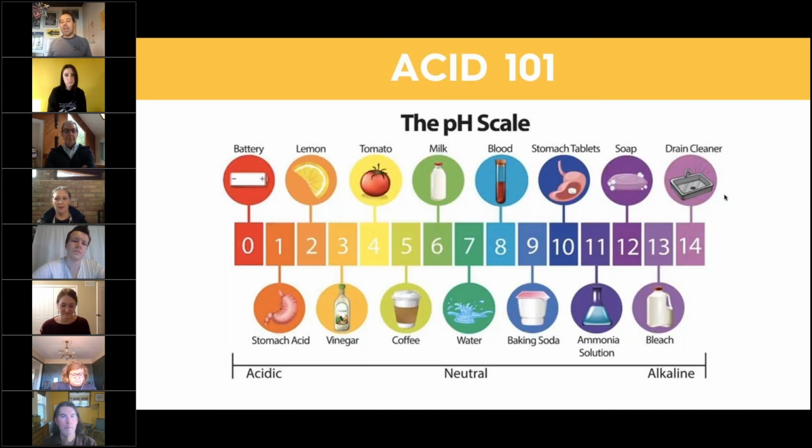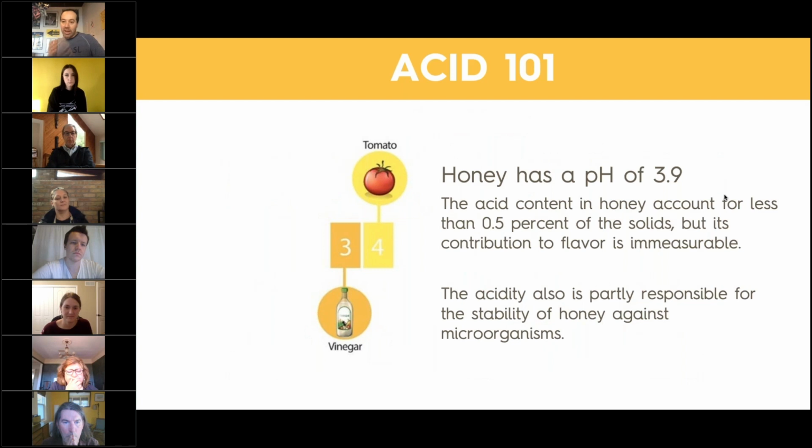If you think about honey and acids and compare it to the pH scale, the lower the number, the more acidic it is. A battery is one of the most acidic things you can have, so it has a pH of 0, compared to drain cleaner or bleach, which are very alkaline. They're not acidic, they're alkaline, so they have super high numbers. People are surprised to find out where honey goes on this list, and it actually fits right in between vinegar and tomato. So honey has a pH of 3.9. That means it's a pretty acidic ingredient.